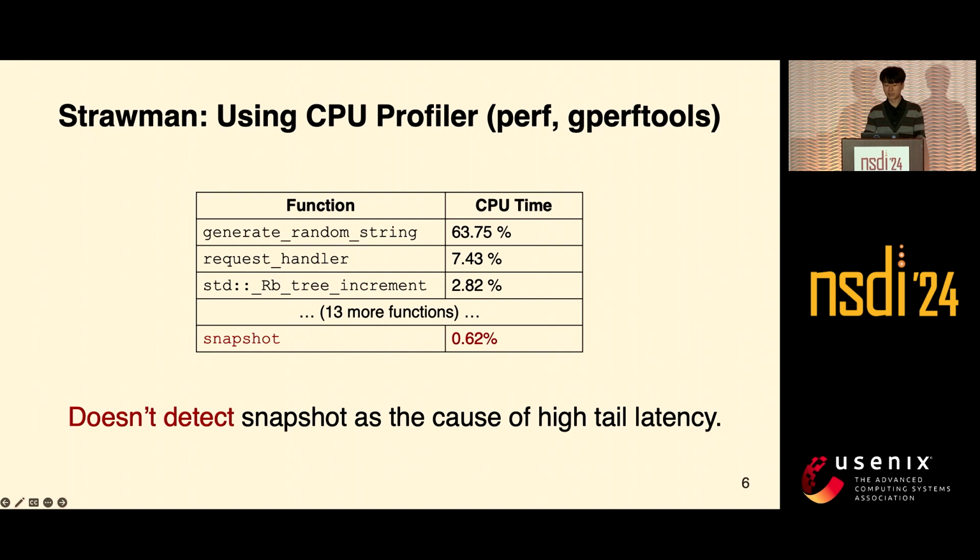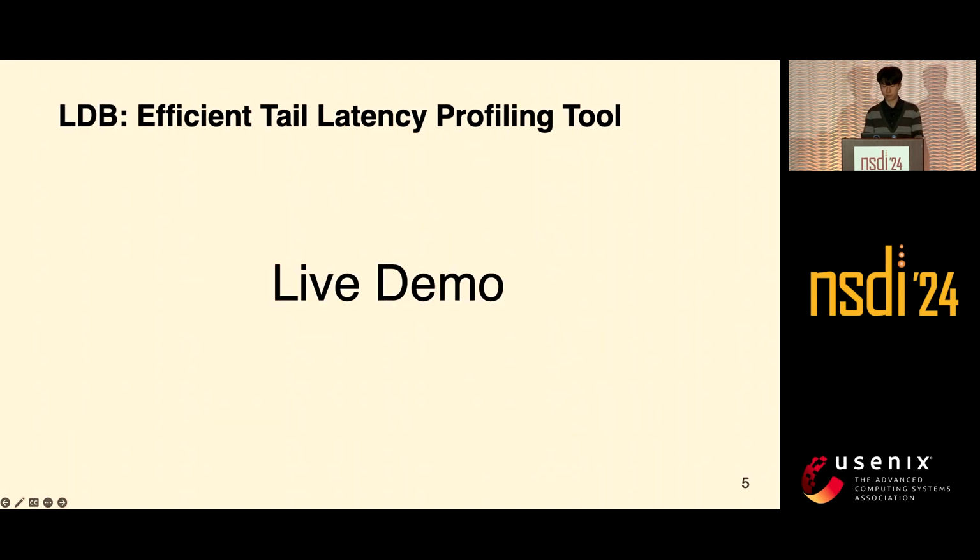Linux perf, as a sampling-based approach with a low frequency, is not suitable for profiling the tail behavior, as the tail events are buried by the average behavior. Now, let me show you a live demo of whether LDB can effectively figure out the snapshot function as the root cause of the high tail latency.